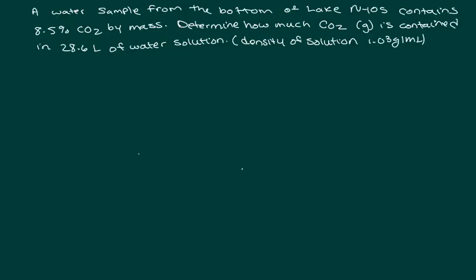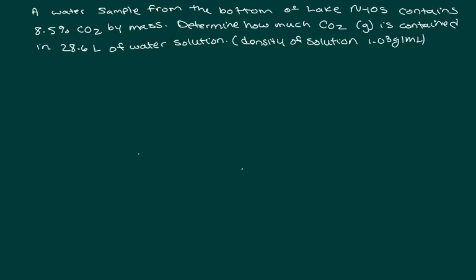Okay, now we're going to see how we can use mass percent in calculations. We can use the mass percent of a solution as a conversion factor between the mass of the solute and the mass of the solution. And so let's see how we do that. If we have a water sample from the bottom of Lake Nyos containing 8.5% carbon dioxide by mass, then how can we determine how much carbon dioxide is contained in 28.6 liters of water solution? And we are given the density of the solution to be 1.03 grams per mL. That's slightly different because this is salt water, so it's not pure water. But again, we just give you the density of the solution.